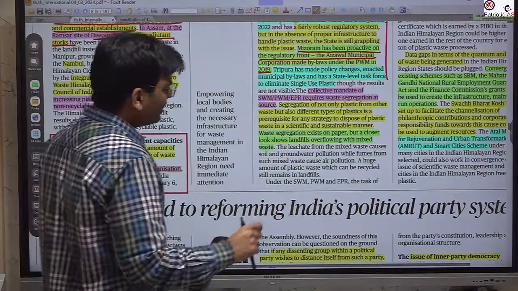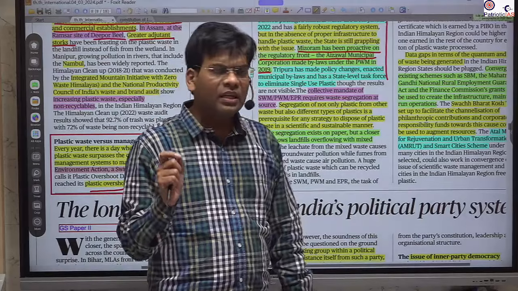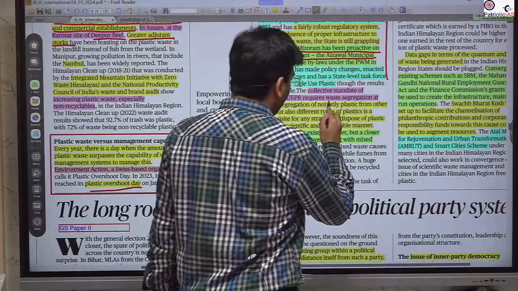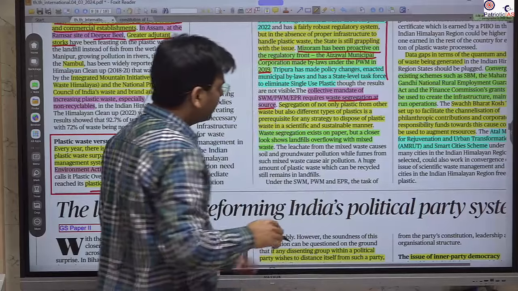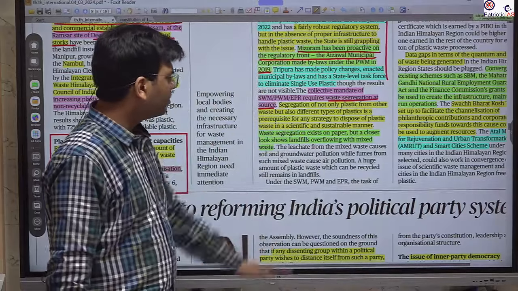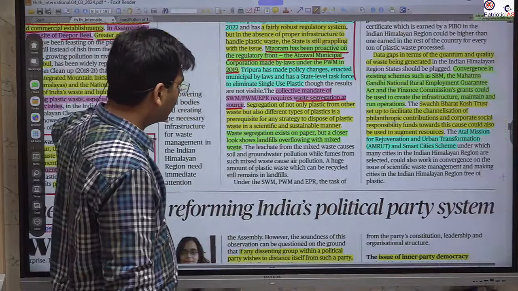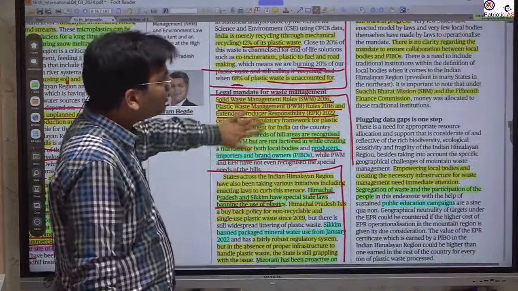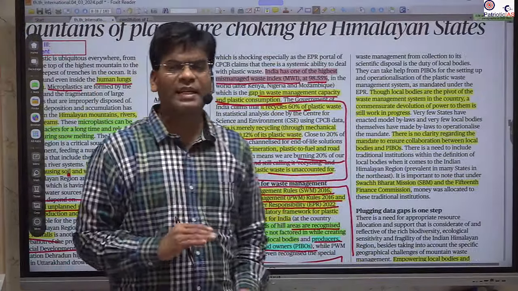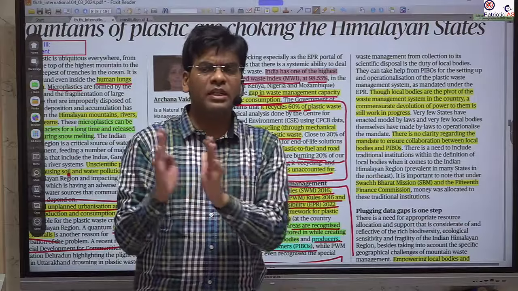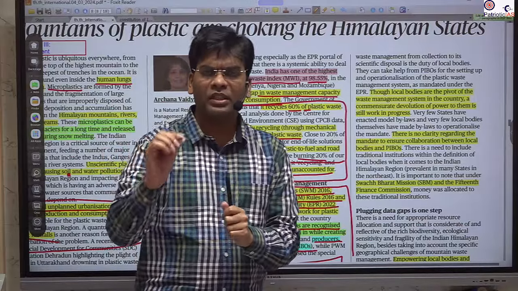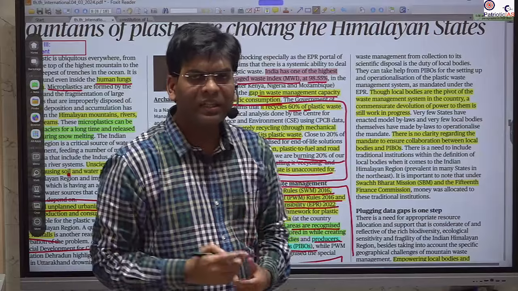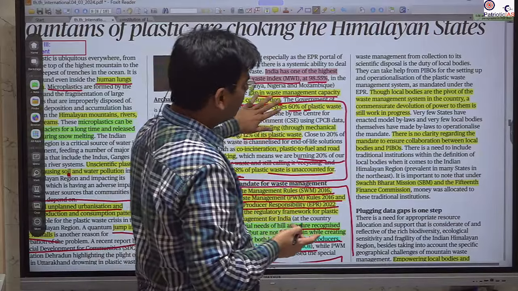Beside that, there is a special need for segregation, and this segregation is lacking. This is causing other problems in the waste management with respect to plastic. Segregation of even the plastic into different categories is needed. One could be segregated on the basis of thickness, recycling, reuse, all these things considered.